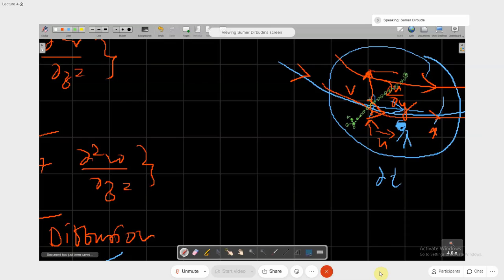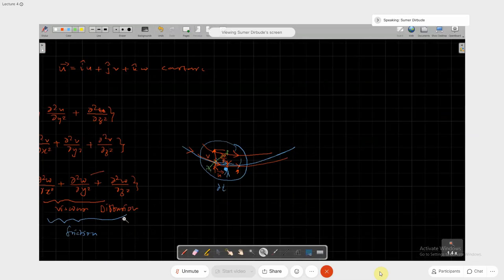So the changes you see at this location if you are standing here, and at this location, are coming through this molecular mechanism, the diffusion process, and those are represented by this gradient of gradient. Okay. And those are happening because of viscous effects, so that is called viscous diffusion. Okay.